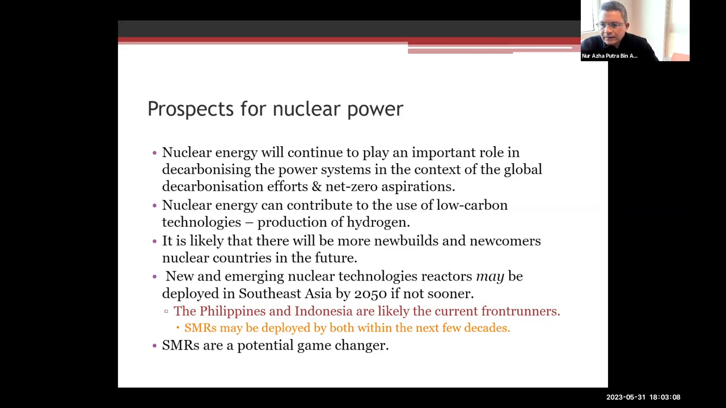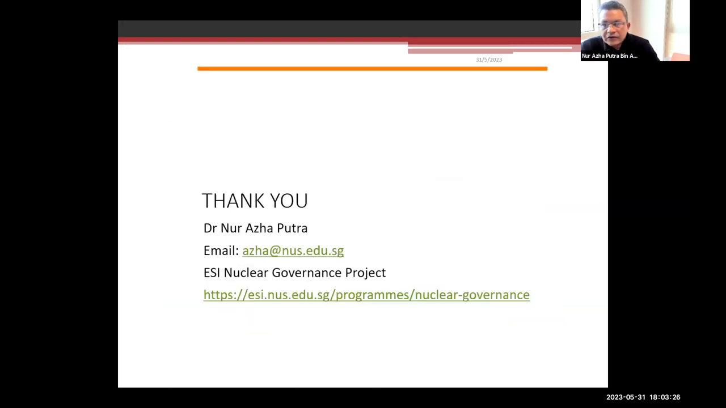Amongst the ASEAN member states, likely front runners are the Philippines and Indonesia. They are, as a matter of fact, looking into the potential of deploying SMRs. So essentially, I think the position is that SMRs can, and may potentially, be a game changer. So that's it. Thank you very much. Looking forward to your questions.